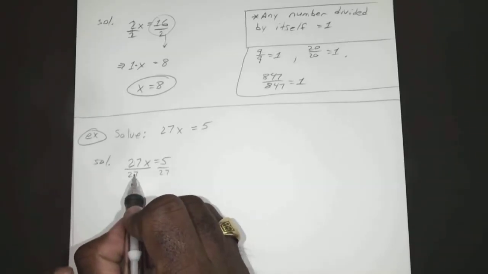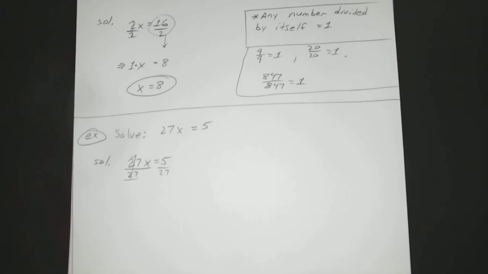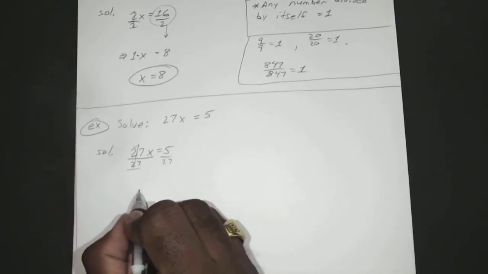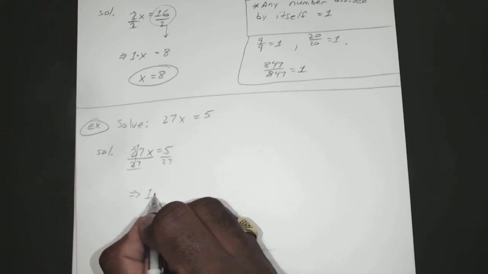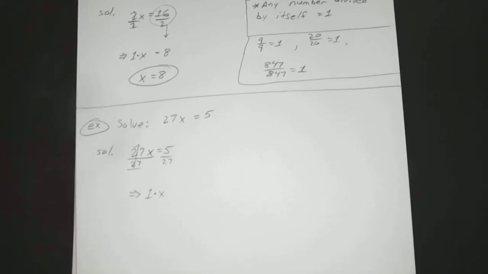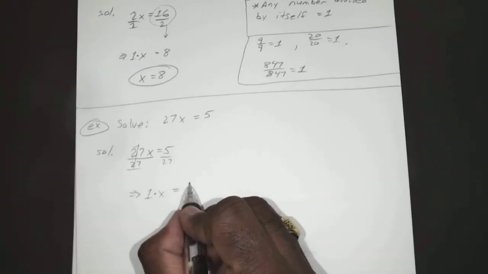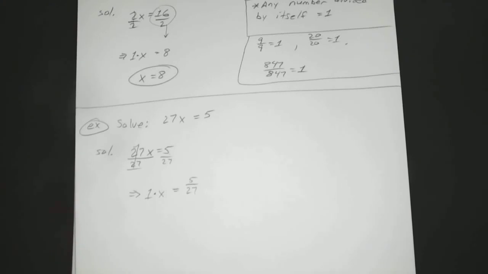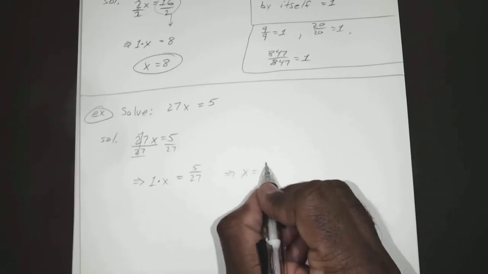Okay, so 27 divided by 27, remember, anything divided by itself is always going to be 1. So 1 times x. And again, you don't have to write the 1 times x. It's just kind of a visual I'm writing down. And 5 over 27, that's just a fraction you can leave like that because you can't simplify it. So it's just x equals 5 over 27.